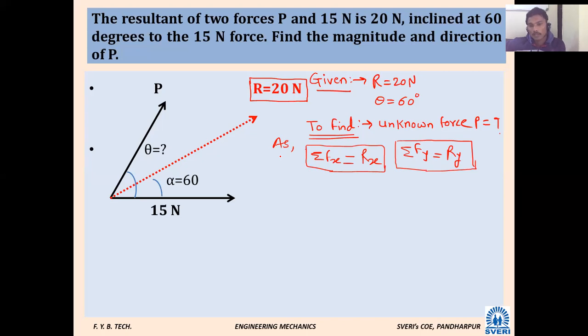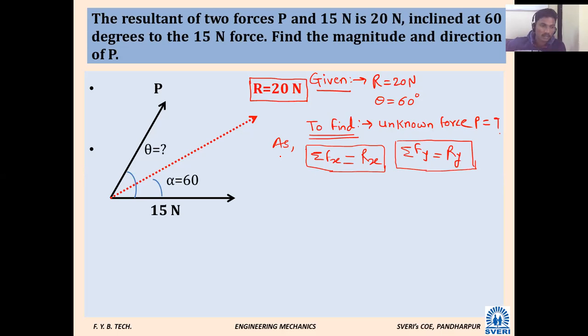Because we are converting a number of forces into one, that one is called the resultant. That's why, if we add the x components of all the forces in the system, it should be equal to the x component of the resultant. Any problem, if you are able to understand this, the problem is solved.